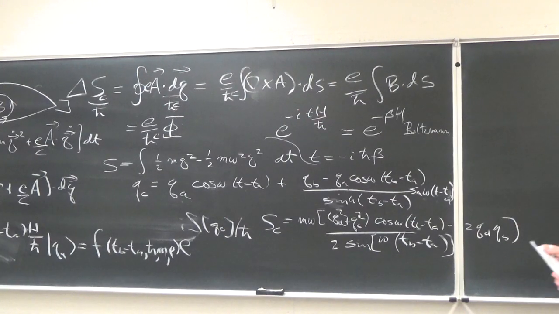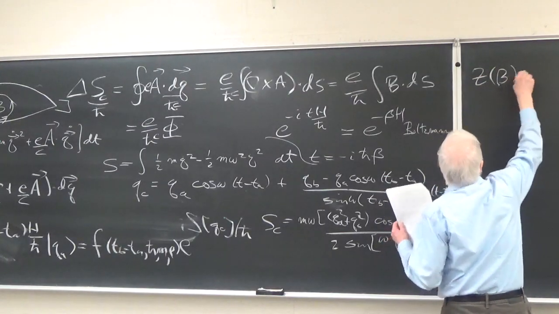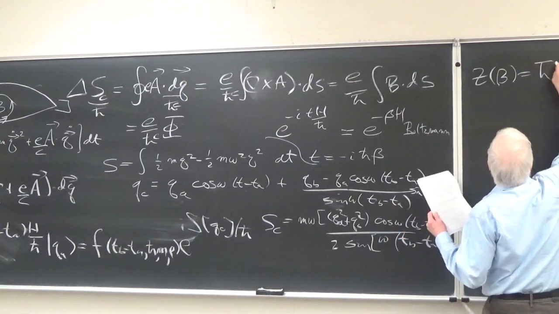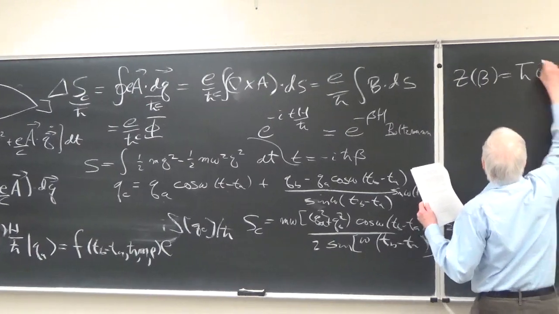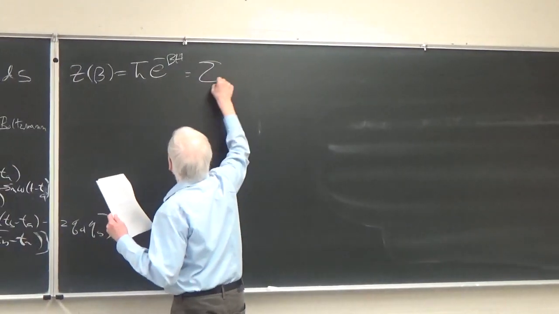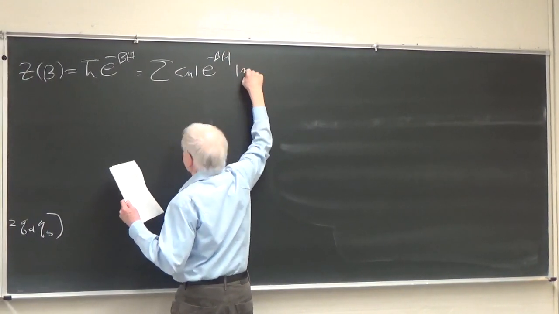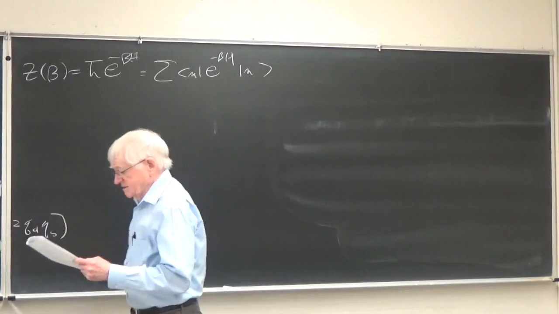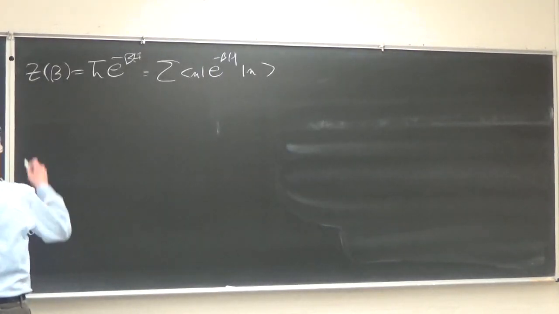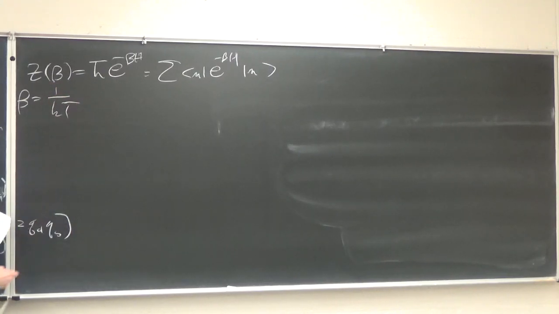And of course that Boltzmann operator is important because the partition function is the trace of the Boltzmann operator, say, a sum over a complete set of states of e to the minus beta H, where beta, of course, is 1 over kT, k being Boltzmann's constant.